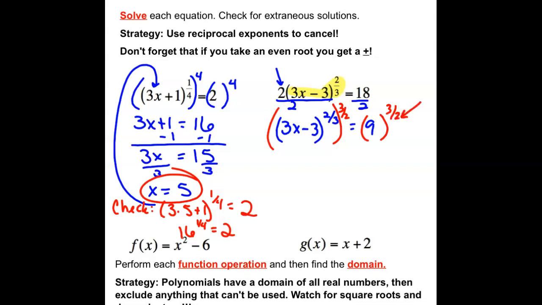But remember that we are now doing an even root, and this is where we need that plus minus. So we want plus minus the square root of 9. We then have to cube that to take care of the 3 on top, that power. The left side cleans up. The 2/3 power and the 3/2 power cancel each other out. So we get 3x minus 3. On the right side, square root of 9 is 3, so we get plus minus 3. When we cube that, we end up with plus minus 27.